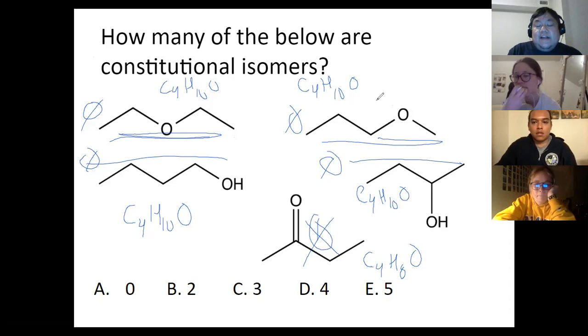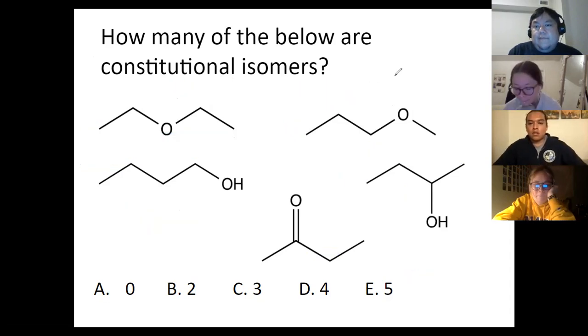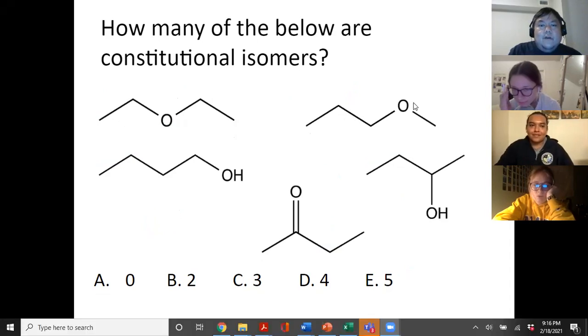Yeah, that's what degrees of unsaturation is, right? For every degree of unsaturation, you have a ring or a double bond. Does that make sense? Yeah. So this is just the quick, easy way of doing it. All right, so the answer there is 4.